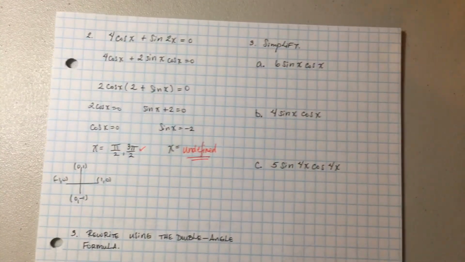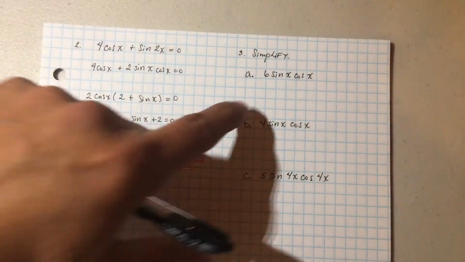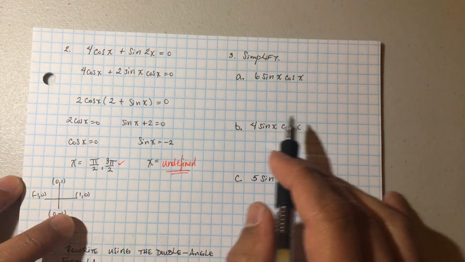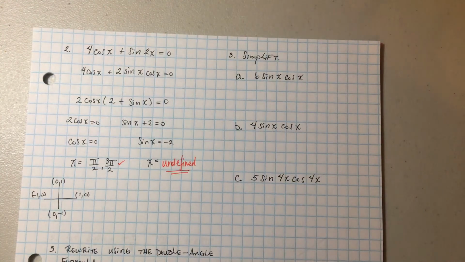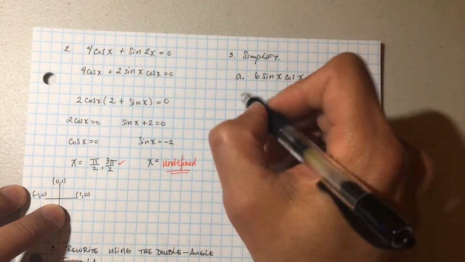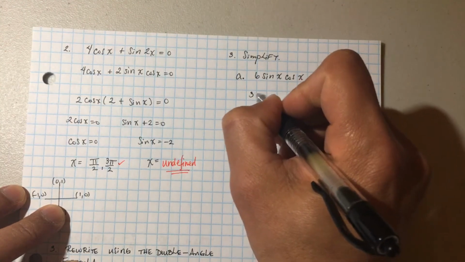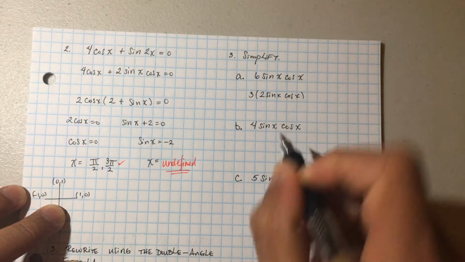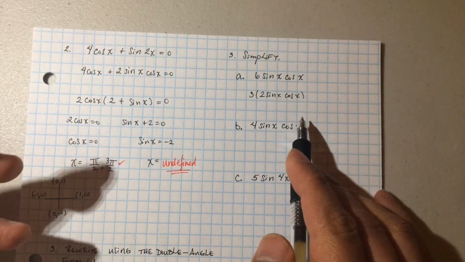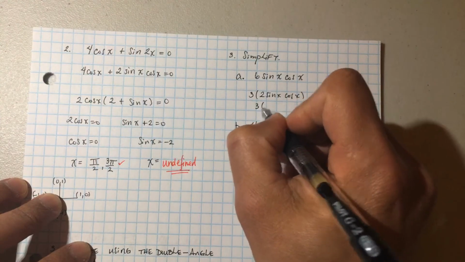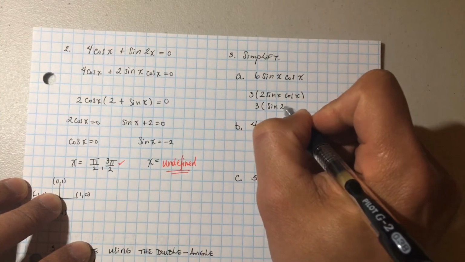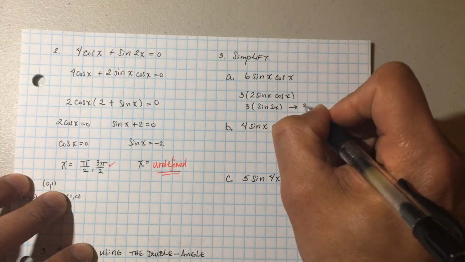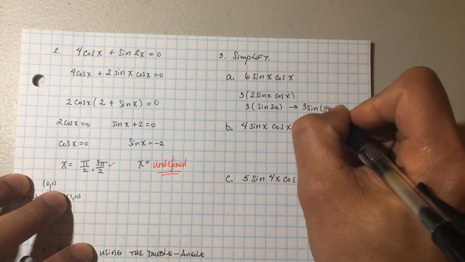All right, guys. Let's do some practice with the double angle here. How do you do this one? Well, this one you have to simplify into one of the double angle formulas. If you notice, if I take out a 3, you're left with 2 times sine of x cosine of x. And what does this become? That's your double angle formula. So that becomes 3 times sine of 2x. So what's your simplified version of this? Well, this becomes 3 times sine of 2x.